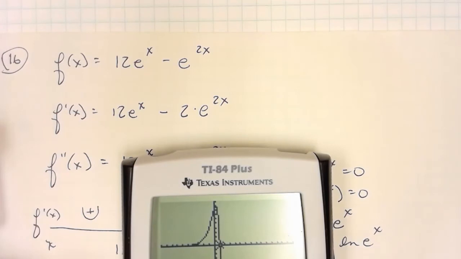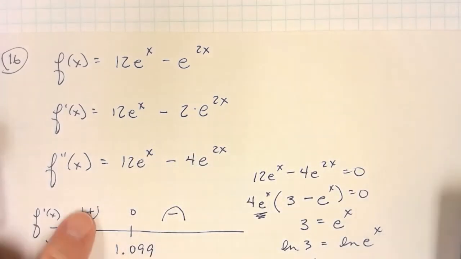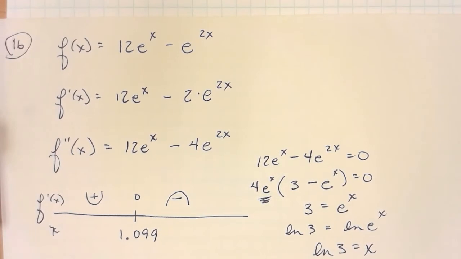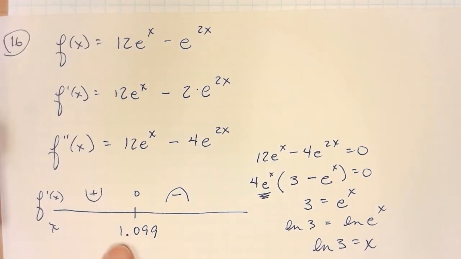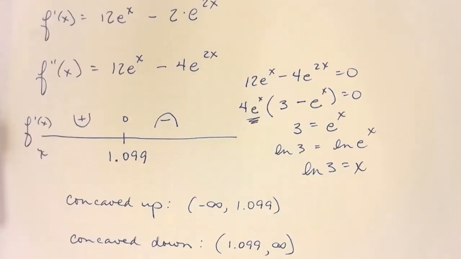Now remember that number, because if I do natural log of 3, that was that number I had a minute ago. And it was above and it was below, so it's concave up from negative infinity to that value and concave down from that value to infinity. Or that.